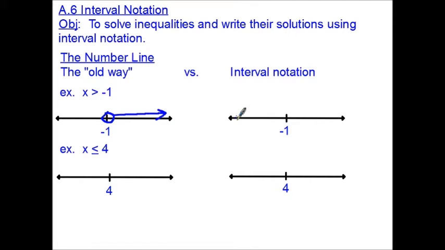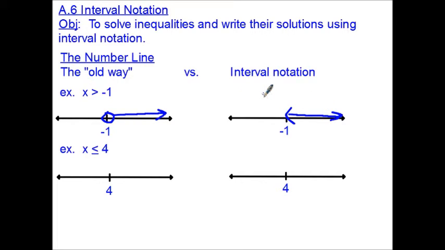With interval notation, the graph itself is not going to be much different. We're still going to have an arrow going off to the right, but instead of an open circle, we're going to use a parenthesis, and the parenthesis is going to open in the direction that the arrow goes. So basically we'd have something like that. Not a great parenthesis, but I think you get the idea.